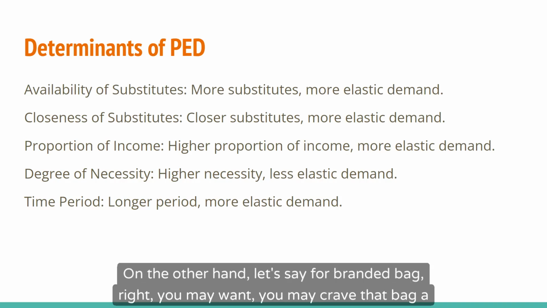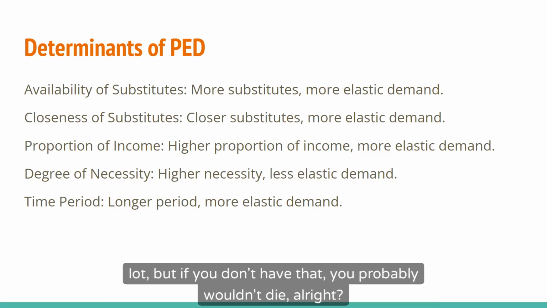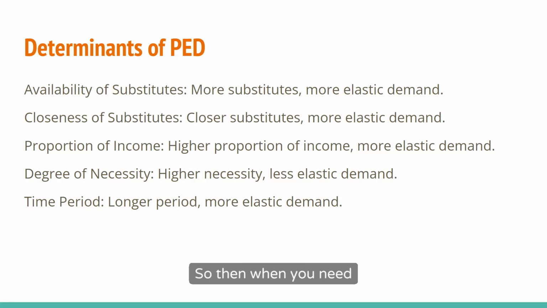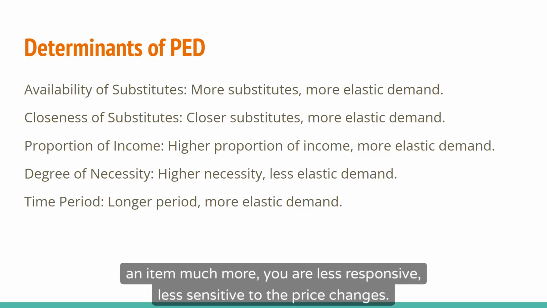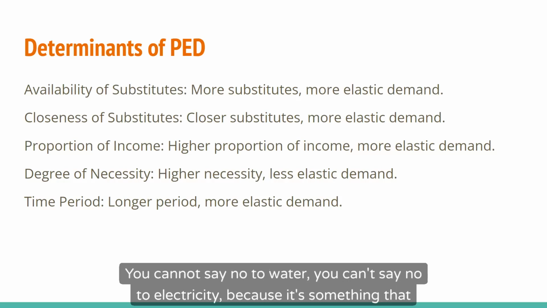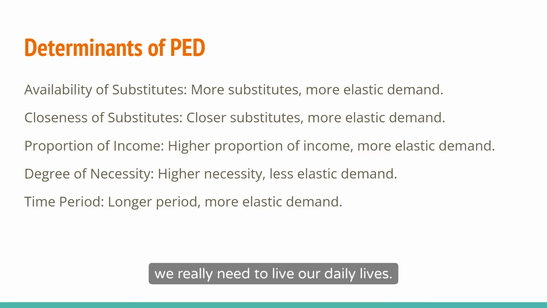On the other hand, take a branded bag. You may crave that bag a lot, but if you don't have it, you probably wouldn't die. So the degree of necessity is lower for that luxury item compared to the necessity products. When you need an item much more, you are less responsive, less sensitive to price changes, because even if the prices go up, you have no choice but to continue consuming. You cannot say no to water or electricity, because it's something we really need to live our daily lives.